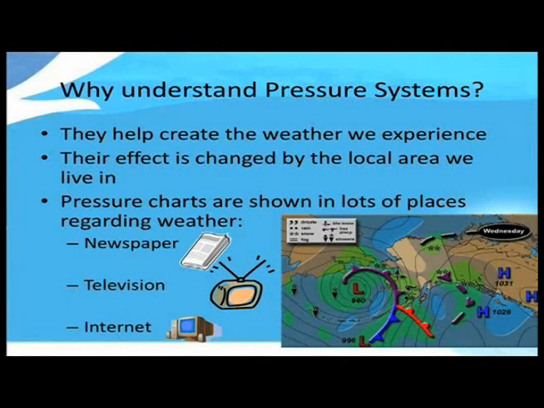Why do we want to understand pressure systems? Well, for one thing, they help create the weather we experience. And their effect is changed by the local area we live in. Pressure charts help us to see the weather in various places, so we get to see these through newspapers, television, internet, a variety of places where we can see these weather charts.